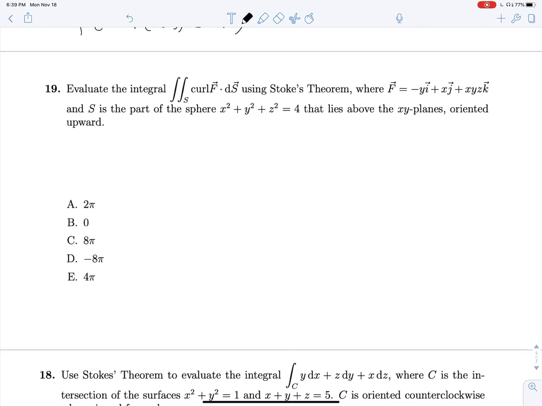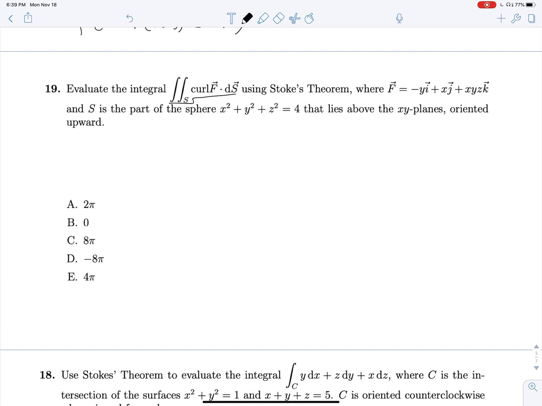Okay, I'm restarting this question just because I went down the wrong rabbit hole. It turns out the trend that we were seeing earlier does continue, where they're telling us to use curl F dot dS, but really that's a very good hint that you should be using F dot dr. It ends up being a lot of work doing curl F dot dS, and I'm pretty sure I made some algebra mistakes somewhere and that it would have led to a correct solution if I had just been a little more attentive. But all we need for this, we know, is an r of t.